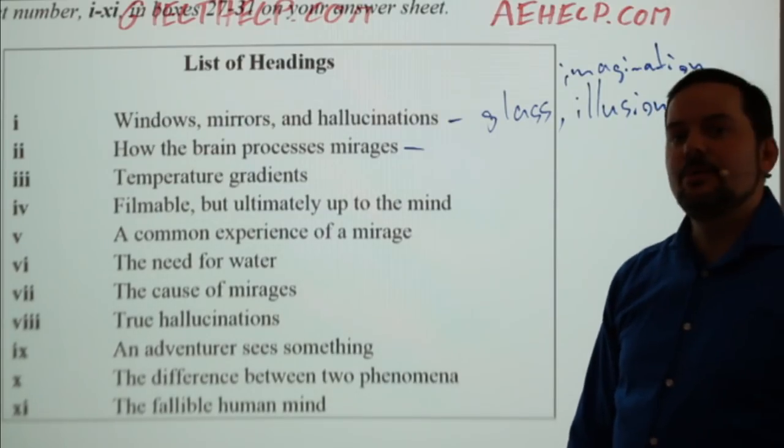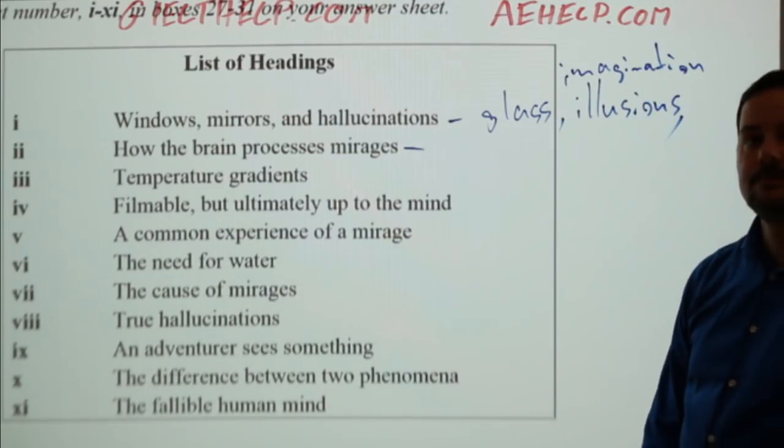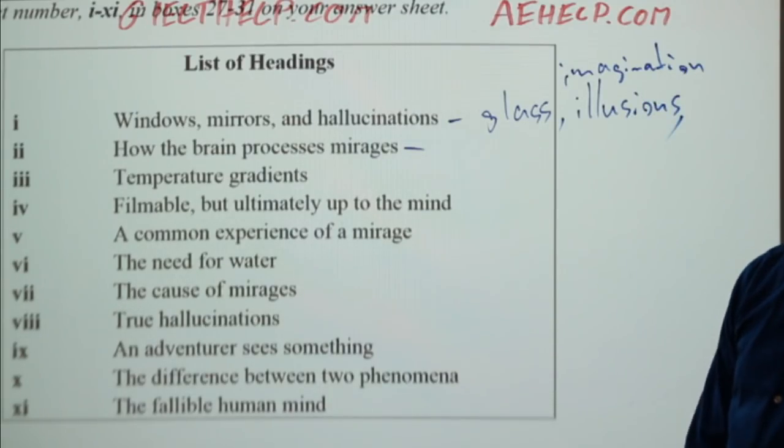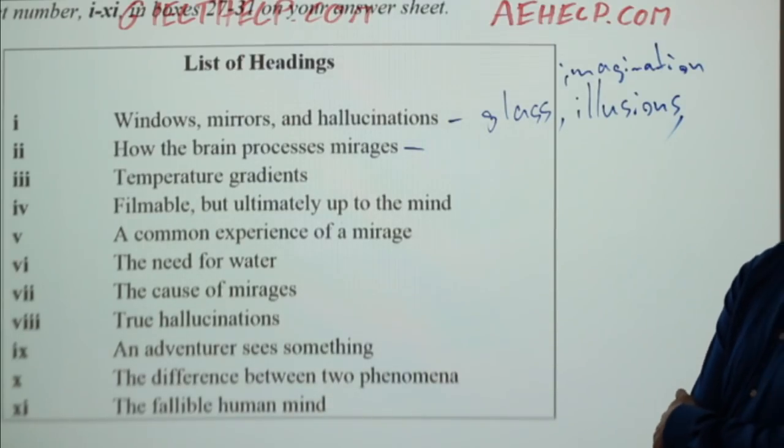How the brain processes mirages, okay? Can somebody say another way? How the brain processes mirages. Anyone have a different way to say that?